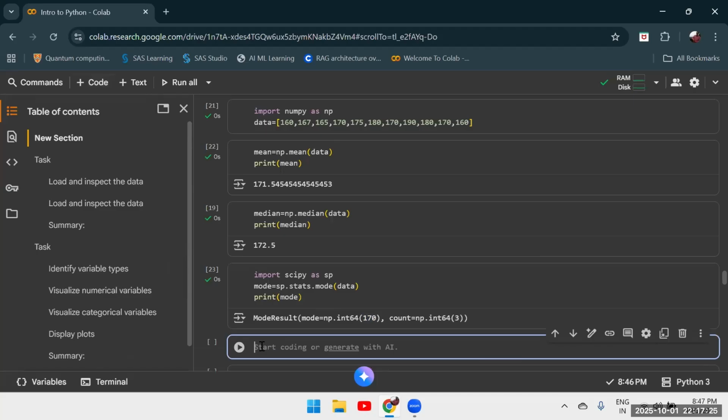Let's move on to our next concept. Now the 3 things we saw, the mean, median, and mode: if the mean is equal to the median is equal to the mode, then this is a perfect normal distribution.